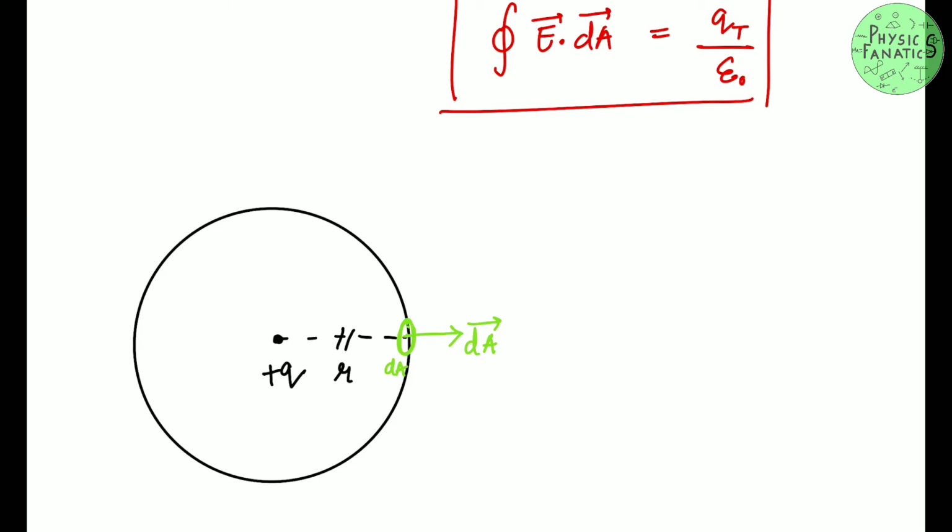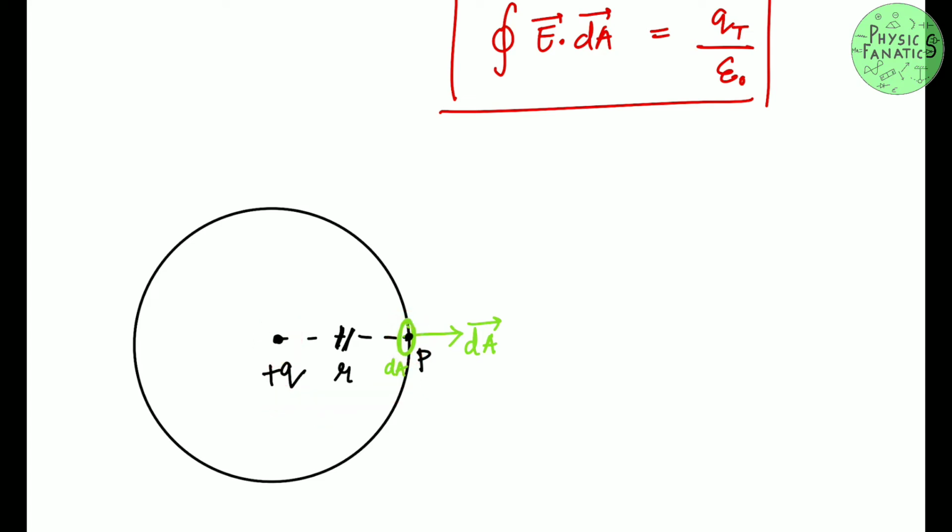So this very small area is at point P on my sphere. It is on the surface of the sphere. At point P on the surface of the sphere I have assumed a small area dA. Now this small area dA is at some distance r from my plus q charge. It is at distance r, that is your radius. I hope you guys can see that.